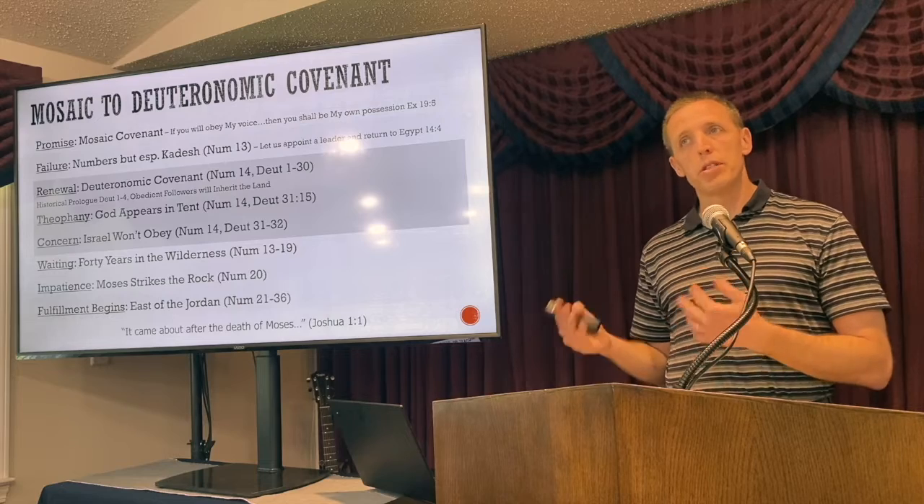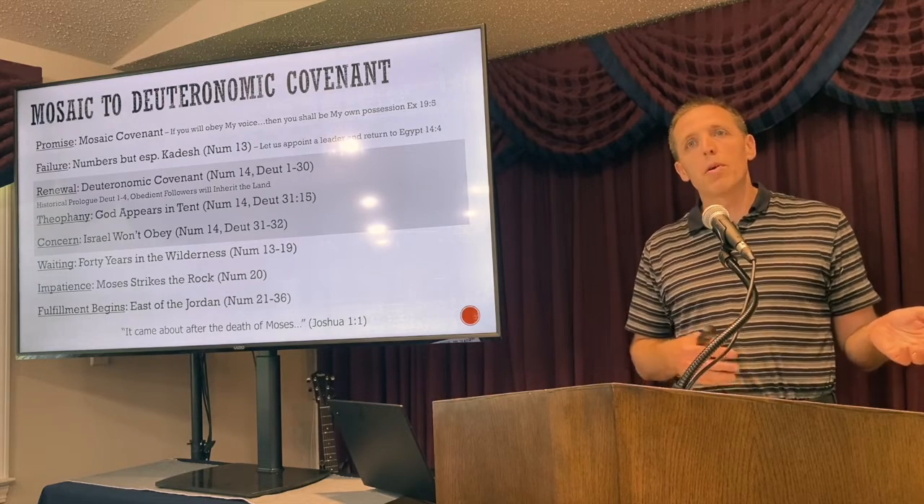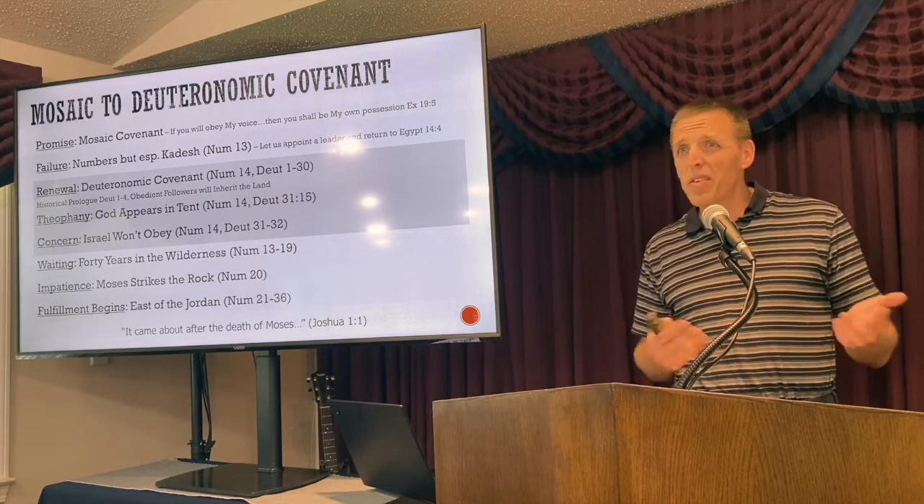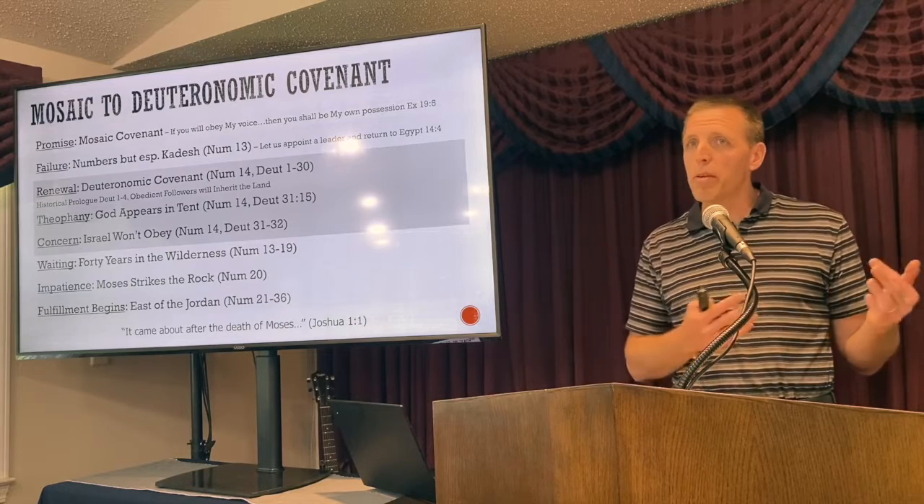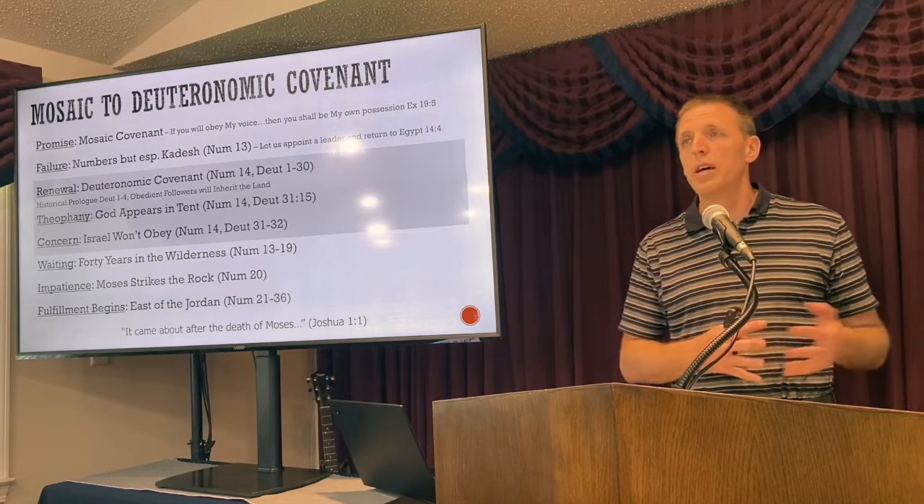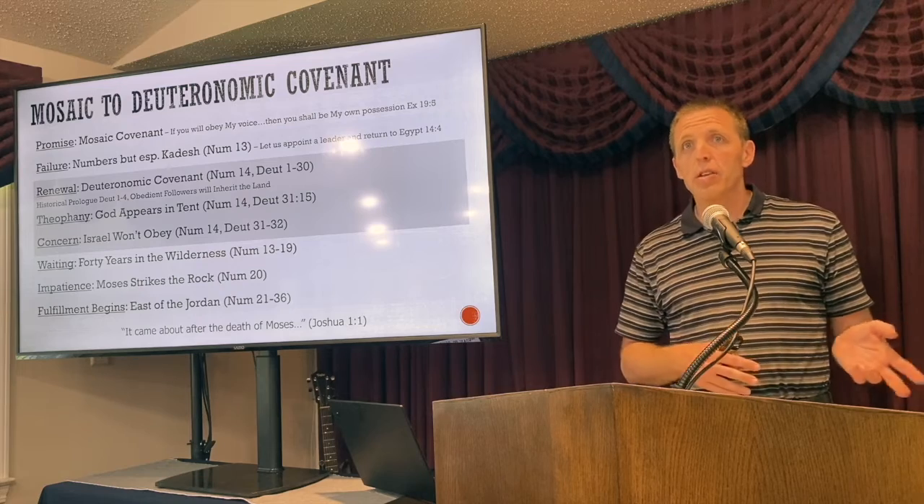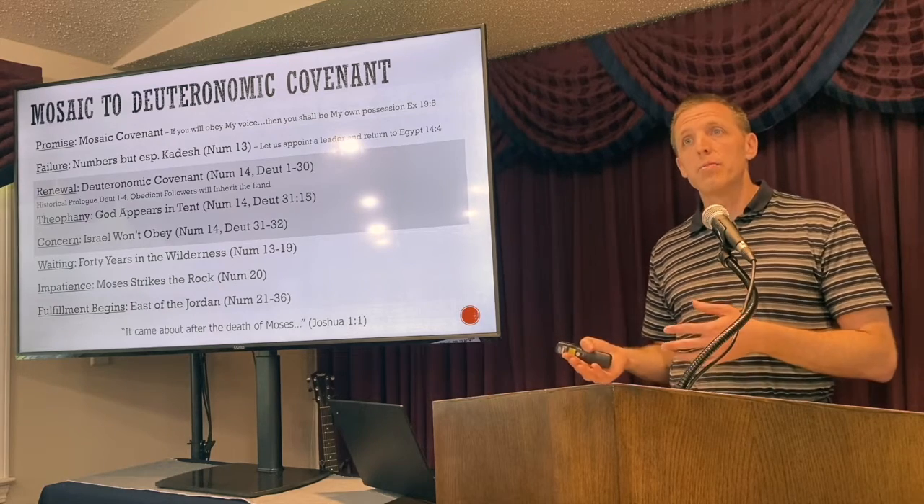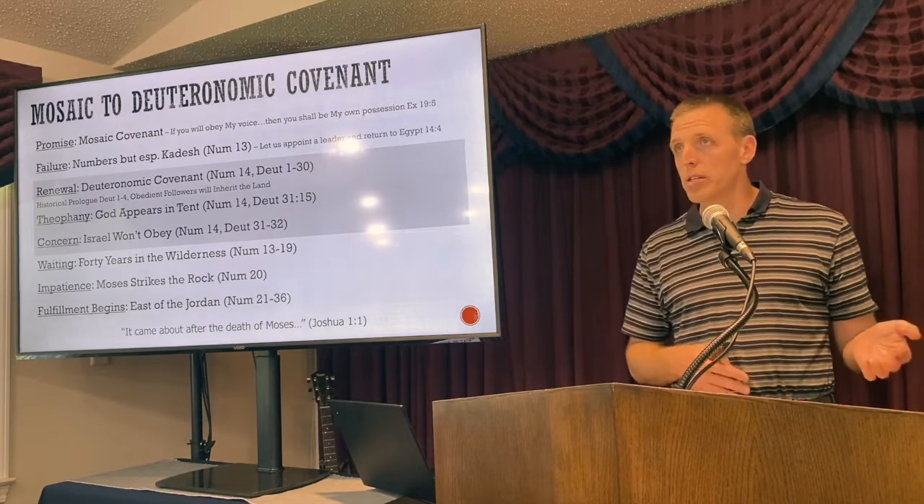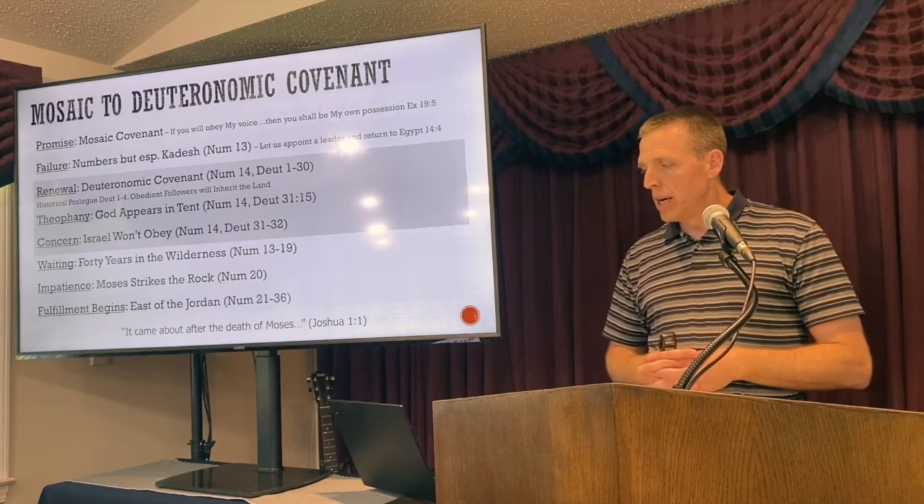Okay? And from the Mosaic to the Deuteronomic covenant. And people question, how are they the same? How are they different? They seem similar. Why is God renewing another covenant that sounds just like the Mosaic covenant? Deuteronomy, deuteros means second. Nomos means law. It's like second law, second covenant.